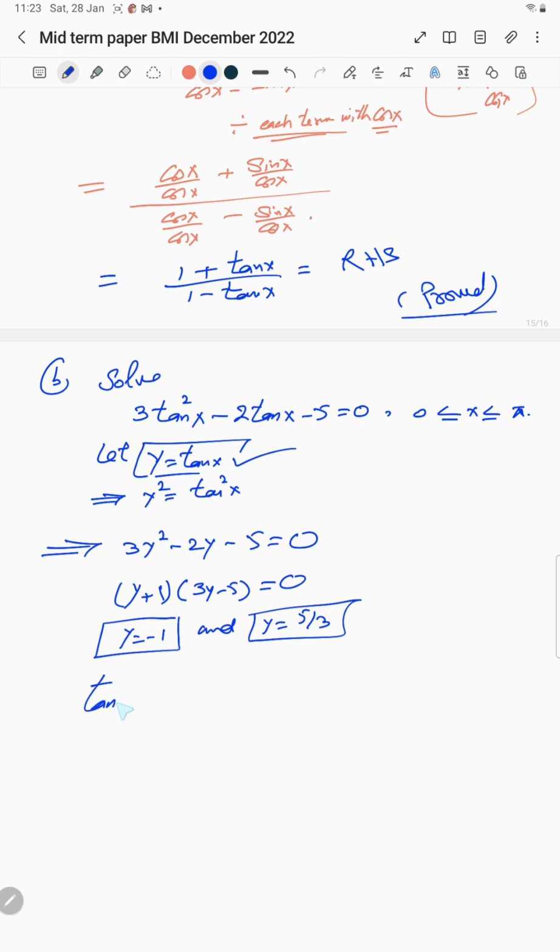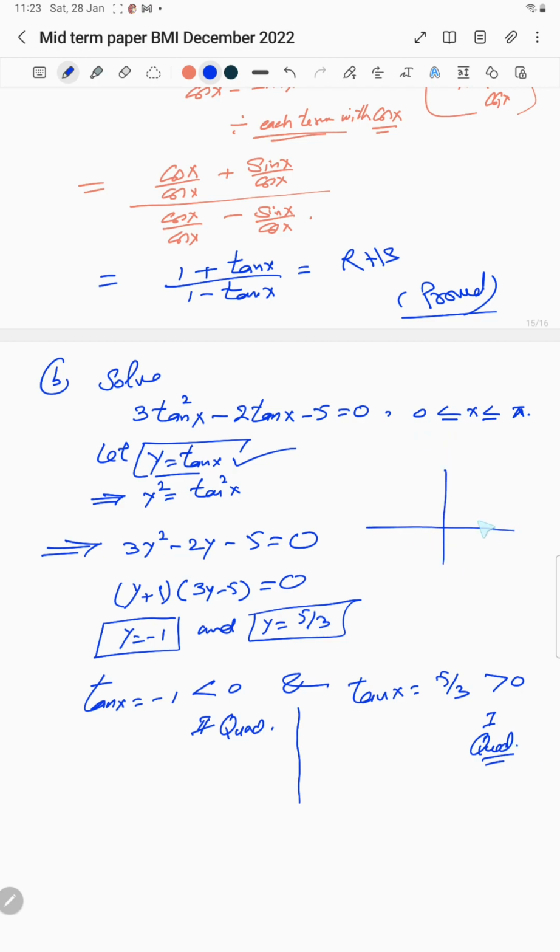It is tan of x, here negative 1, so less than 0. It means it is falling in the second quadrant as a concept of quadrant, and when the value tan of x is 5 by 3, it is positive, so it falls in the first quadrant. We can't proceed more than this because it's given that your result angle should fall between the first and the second quadrant, 0 till pi, not in the third quadrant, not in the fourth quadrant.